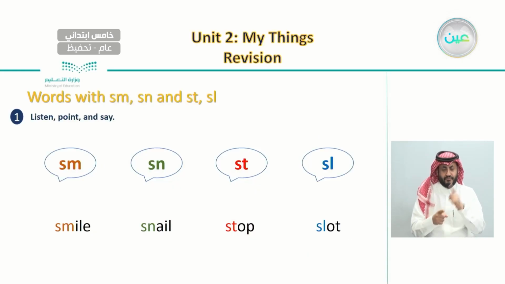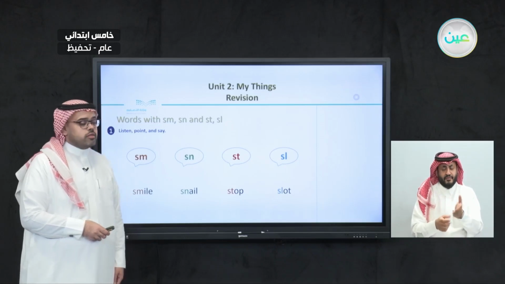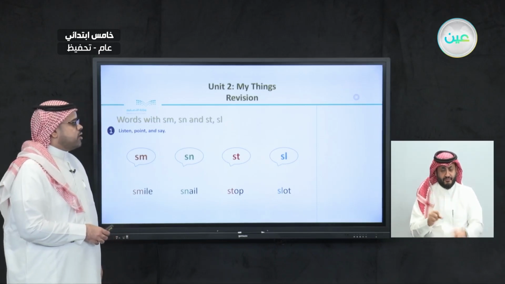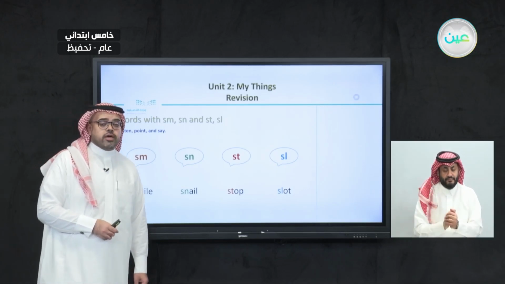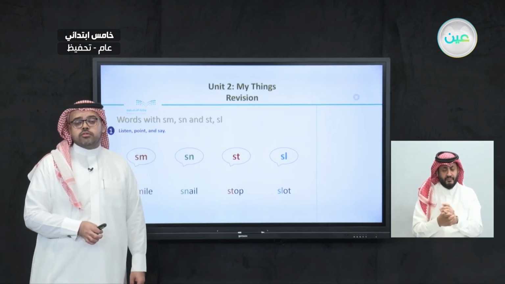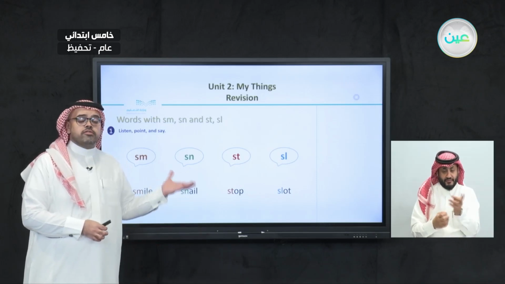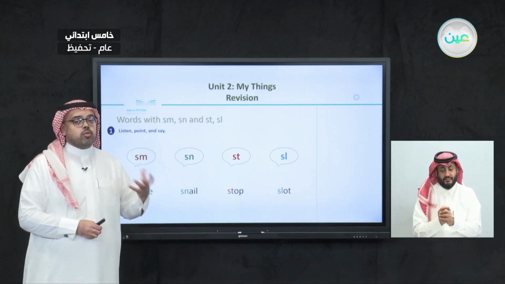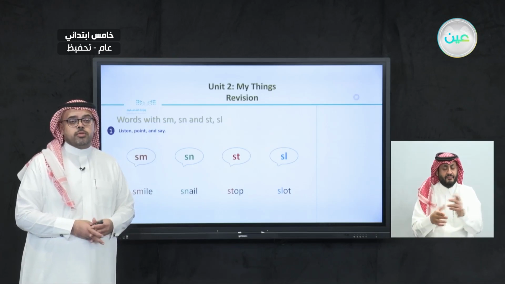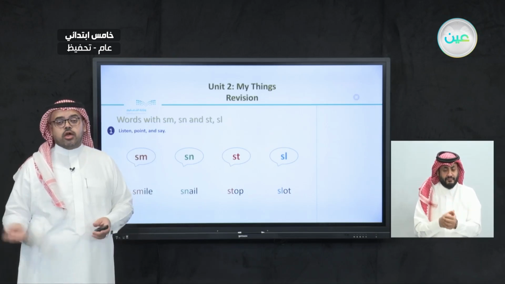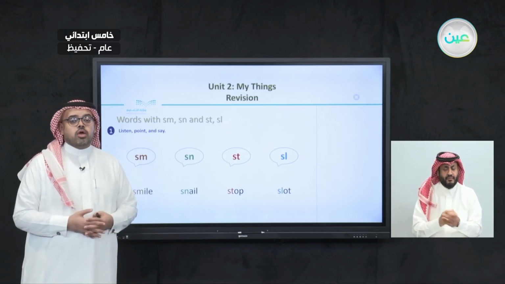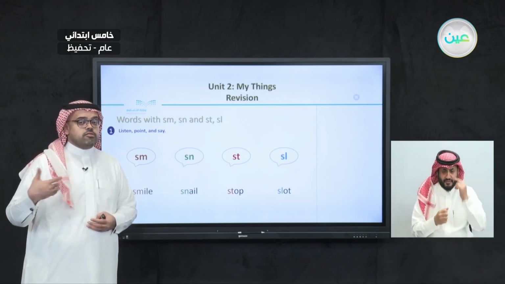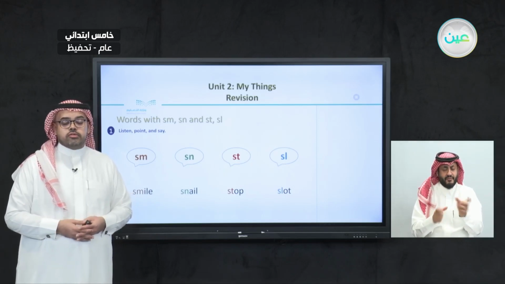Quick revision of our last lesson. In our last lesson, we practiced words with SM, SN, ST, and SL, where we said that sometimes we come across words that start with these sets of letters, and how we can differentiate between SM and SN, and also ST and SL, is by practicing more and by learning and saying more of these words.